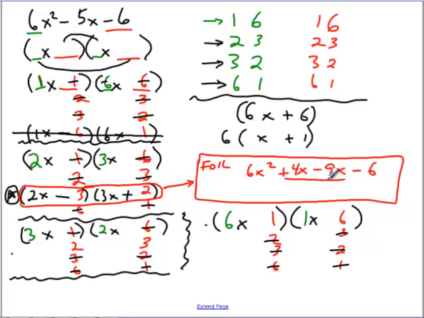Combine these like terms, and we get 6x squared minus 5x minus 6, which is in fact what we started with, 6x squared minus 5x minus 6. So when we FOILed this out, we got that answer, which is what we originally started with, so that is our correct factorization. We've checked it out, and we can move on to the next question.